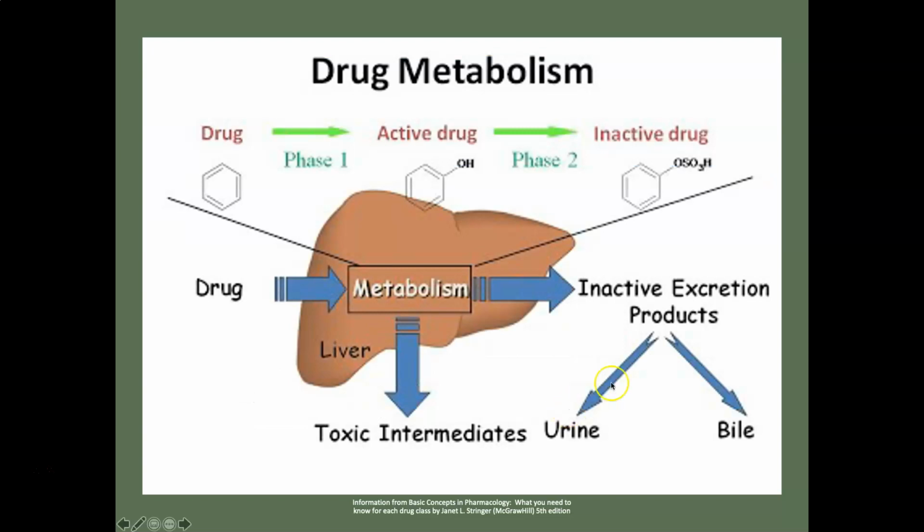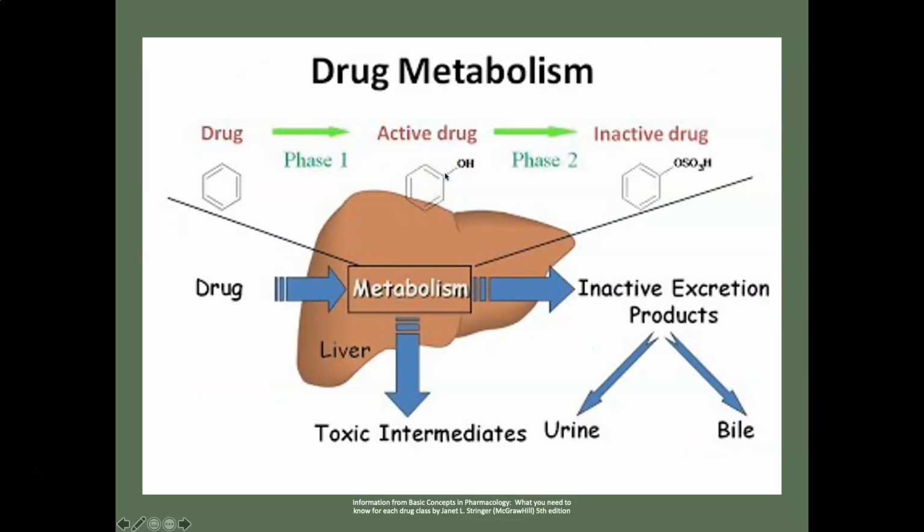So here's a visual for that. You have the drug, and it's coming in through the blood from the GI tract where it was absorbed, and this is called phase 1. It comes in through the liver and does its work. It pulls out toxic intermediates.